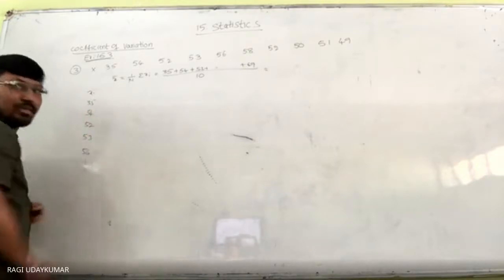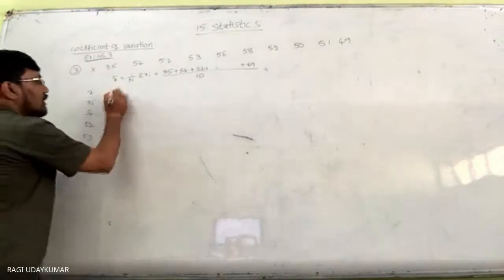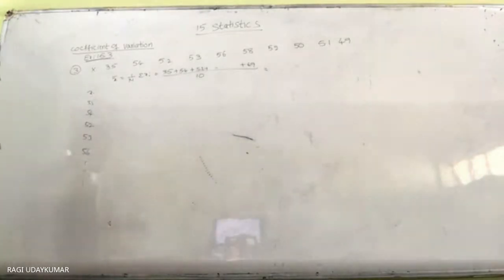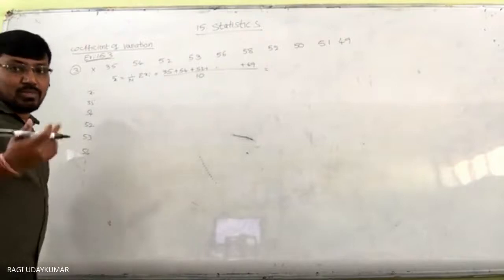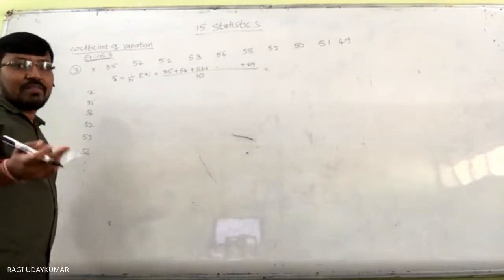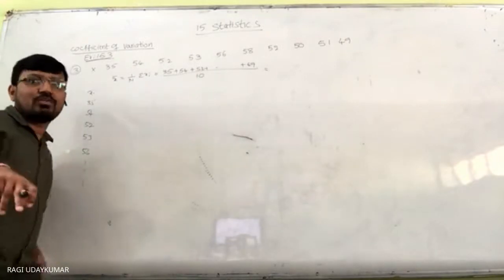This is time consuming, and here the shortcut method cannot be used. Why? Because this is ungrouped data. So normally, what is the direct method of finding the variance? Variance का direct method क्या है? वो direct method use करना है.